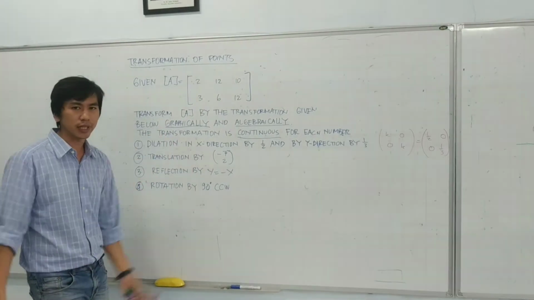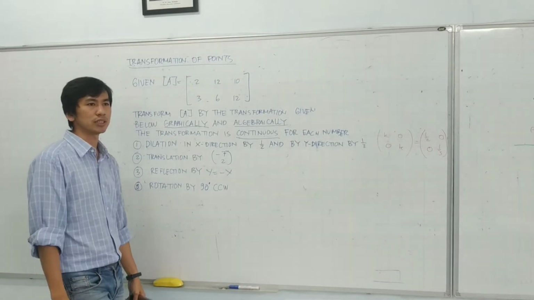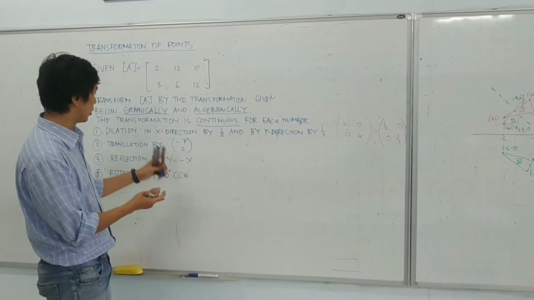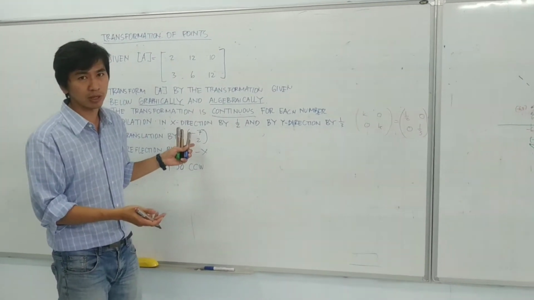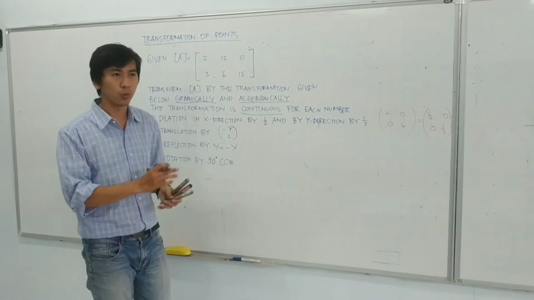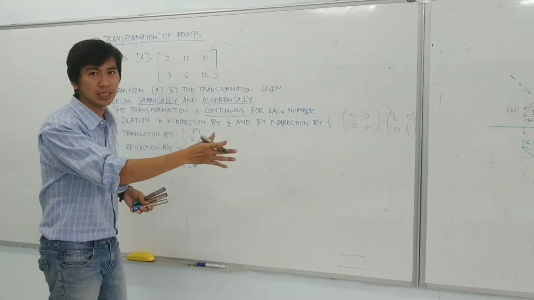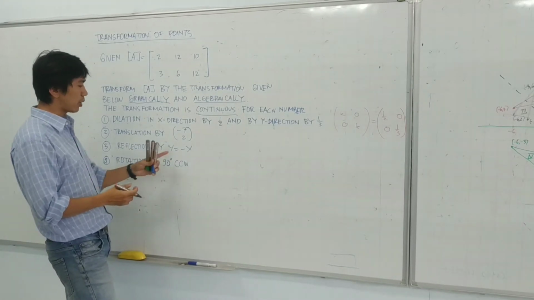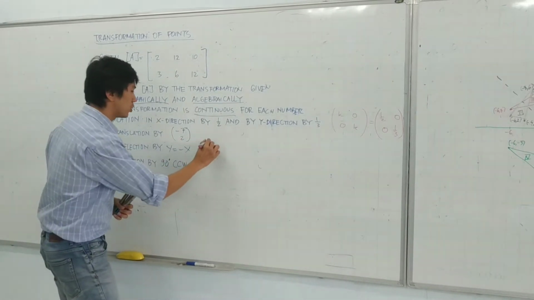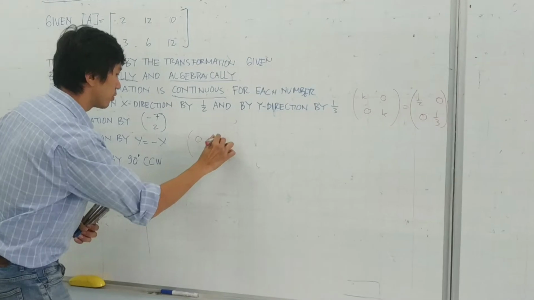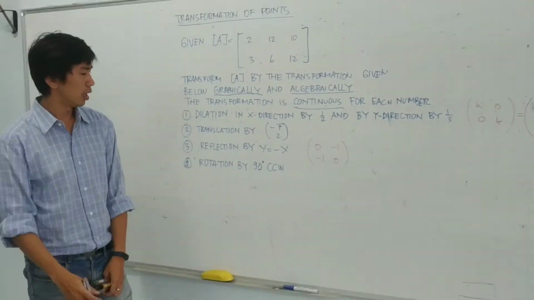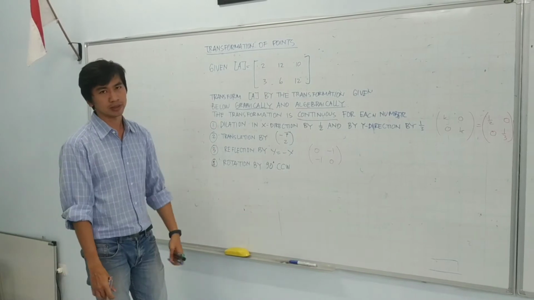For the translation, like I taught you a few days ago, we are not going to use a matrix multiplier for translations. So we'll just add it, as usual. So I'll just leave this alone. Reflections by y equals negative x. Then you'll have 0, negative 1, negative 1, 0. That is the reflection by y equals negative x.